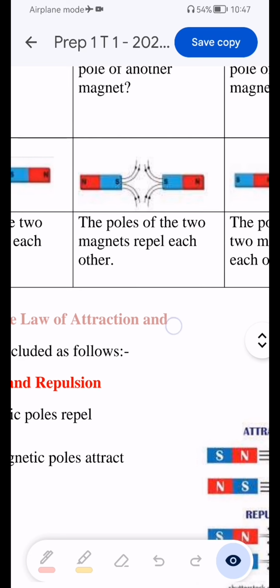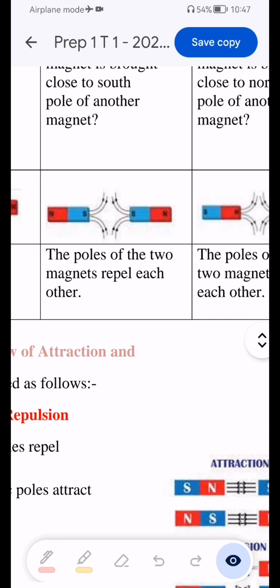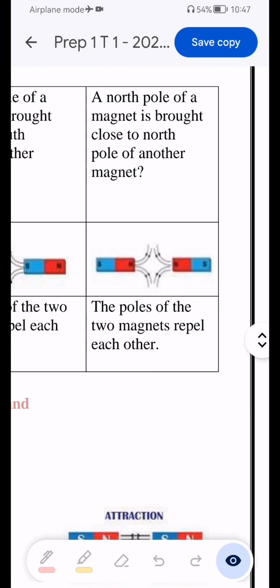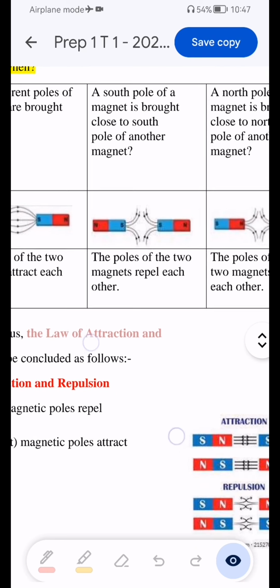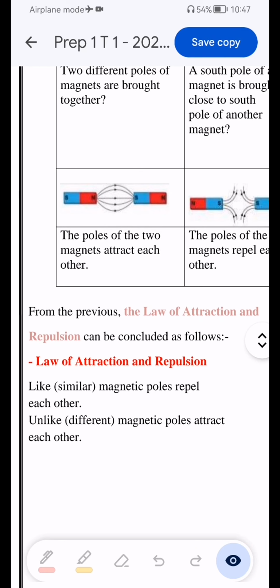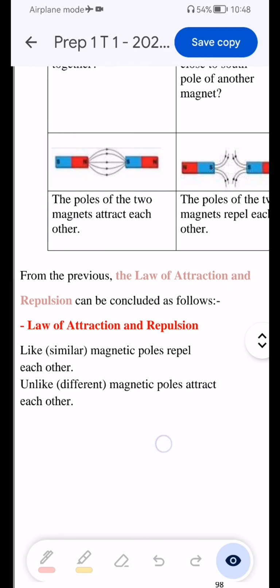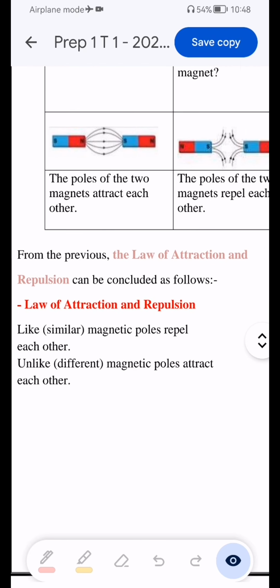Two poles close together, same poles, south. The poles will what? They will repel each other because they are the same poles. And if they also have the same poles, north to north, the poles will repel each other. So what is the law of attraction and repulsion? Like or similar magnetic poles repel each other, but unlike magnetic poles attract each other. That's called the law of attraction and repulsion.